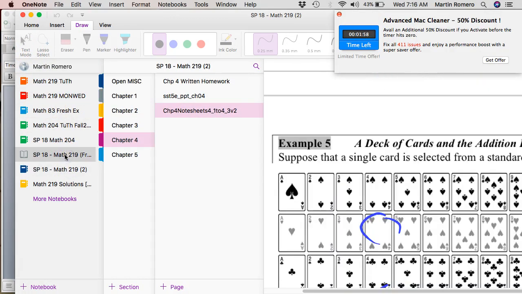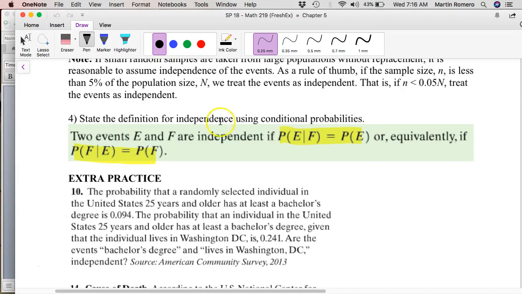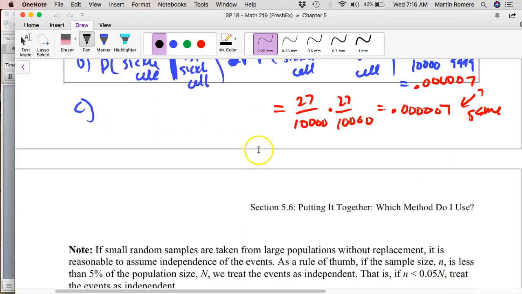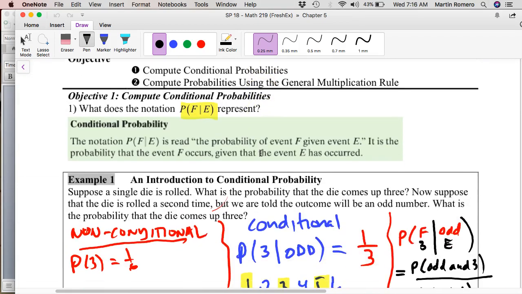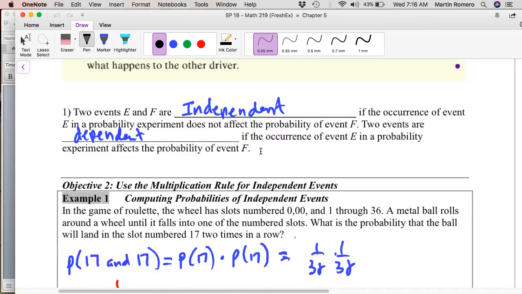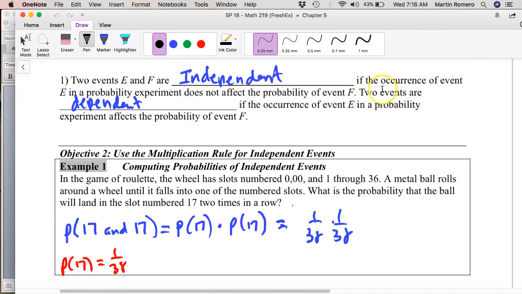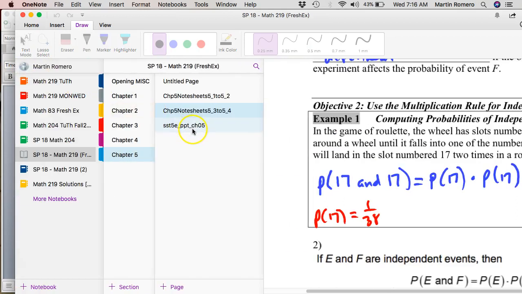In the definition of Chapter 5.3, you would want to highlight that aspect. Where is it? Two events are dependent. It's right here. Oh, 5.4. Looking at 5.3 right here. Two events are independent if the occurrence of an event does not affect the probability of another event, right? Two events are dependent if it does affect the probability. And so in these examples, we talked about things that were independent or dependent. So let's go ahead and look at the solutions.